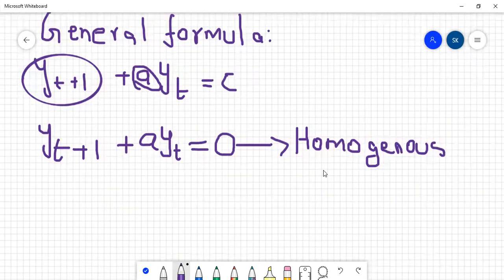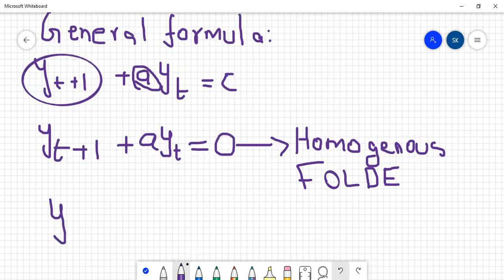Now, this has become a homogeneous first order linear difference equation if the value of c is equal to 0. If the value of c is not equal to 0, then it will not be a homogeneous first order linear difference equation. Clear? So therefore, the solution of this equation will now become equal to yt is equal to, or let me write the solution over here, okay?